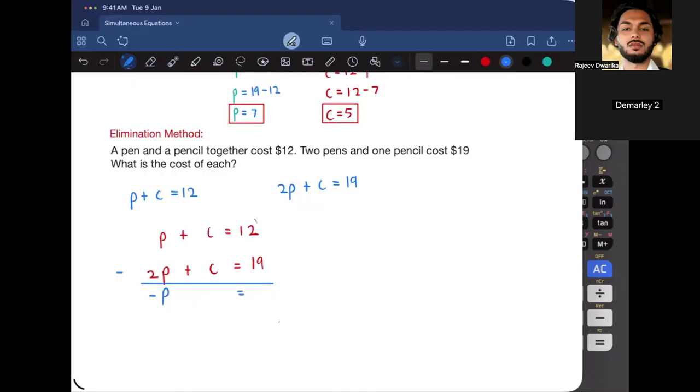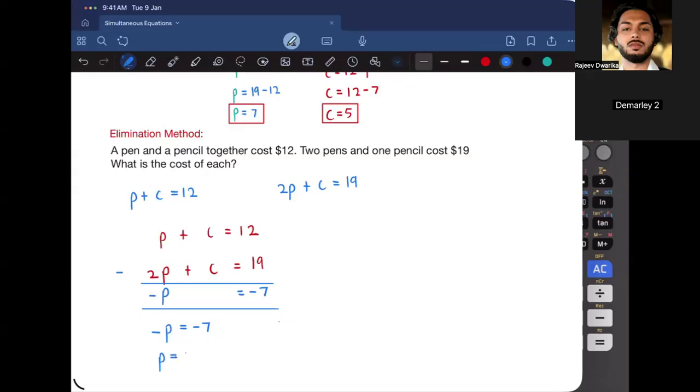Yeah. And what is 12 minus 19? Negative 7. In other words, negative P is equal to negative 7. So, if negative P is equal to negative 7, what would P be equal to?